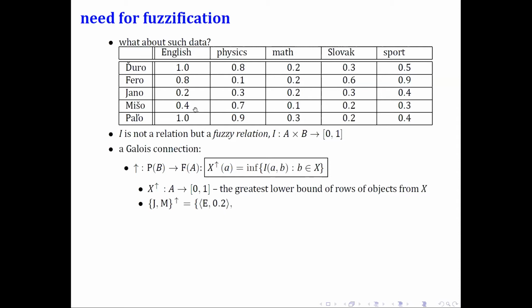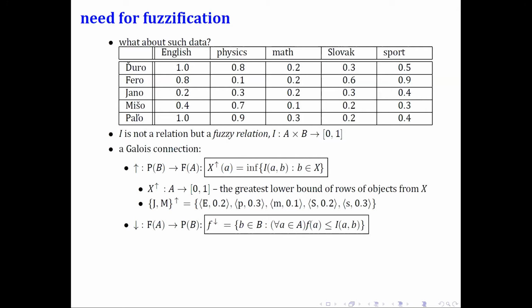So we can see that English is the infimum of 0.2 and 0.4, it means 0.2. So this is the result. Again, physics, the minimum of these two values is 0.3, and so on. Maths 0.1, Slovak 0.2, and sport 0.3. These are minimas from these two rows.